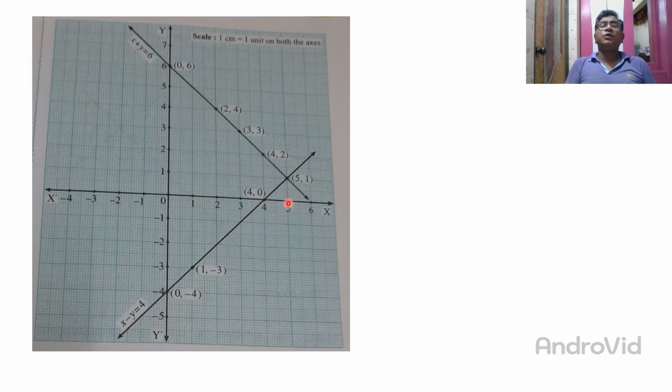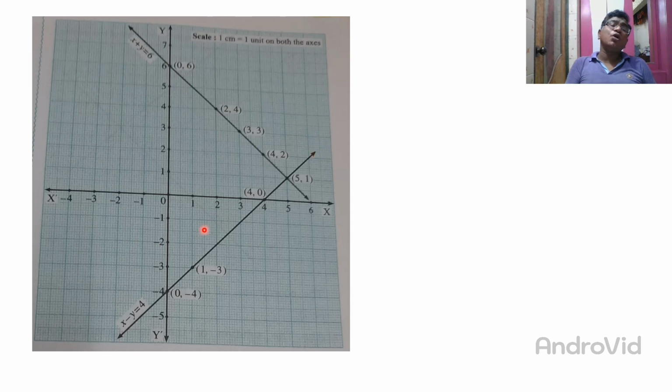On the x-axis 5, I keep my pointer on 5 and start my journey up to get 1. So here is 5 and 1. In this way I plot the points. How many points did I plot? The first point is 0 and minus 4, second is 1 and minus 3, third is 4 and 0, and fourth is 5 and 1. All these points can be joined by a straight line with the help of a scale.